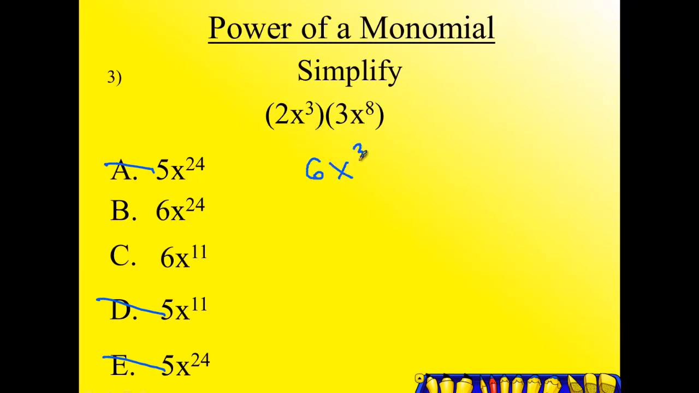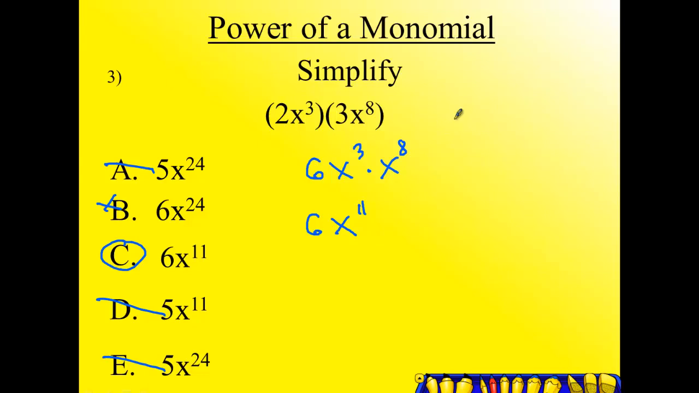We have x cubed times x8. Now note that we have the same base. Copy the base and add the exponents. So 3 plus 8 is equal to 11. So our final answer is 6x11. Note that we have here an option wherein the exponent is 24. So be careful not to choose 6x24.